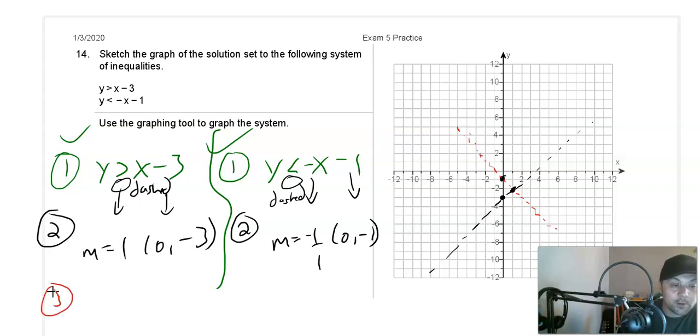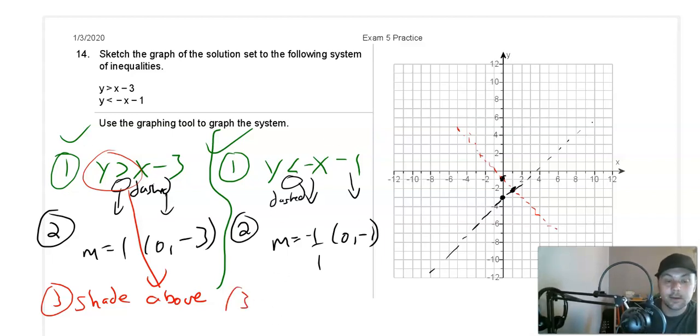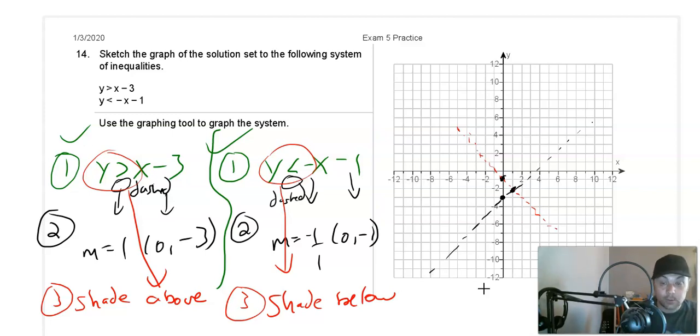And then step 3 is, where do I want to shade in? Well, if it was just the first inequality, y is greater than, I would shade above that line. And that's the black line. So I want to shade above the black line, but I don't want to shade everywhere above the black line because I have to take the second inequality into account. For the second inequality, it's a less than, so I want to shade below. So I want to shade below the red line. So when I go to shade in my final solution, I have to make sure I'm satisfying both inequalities at the same time. So to shade in my final answer, I want to shade above the black line, but also below the red line at the same time.